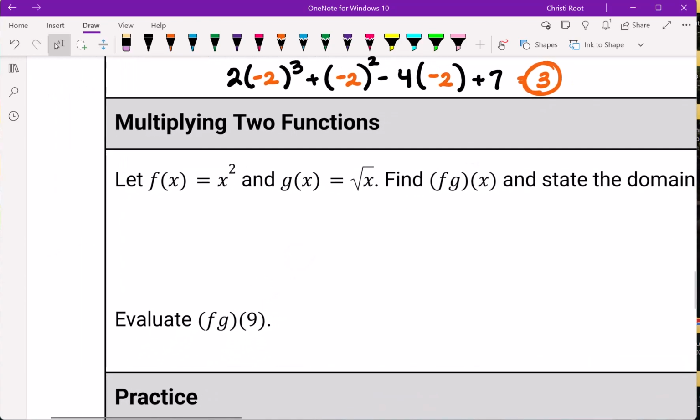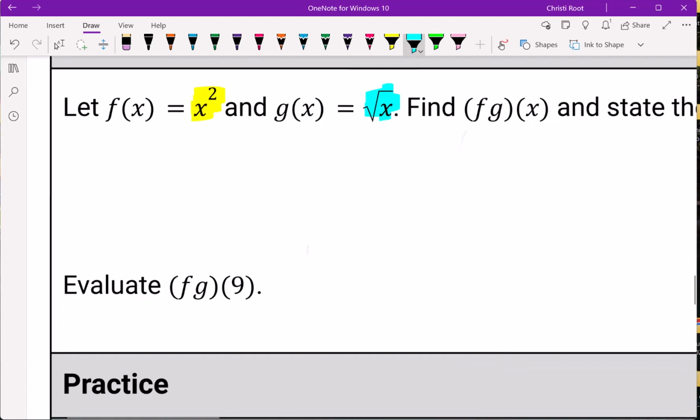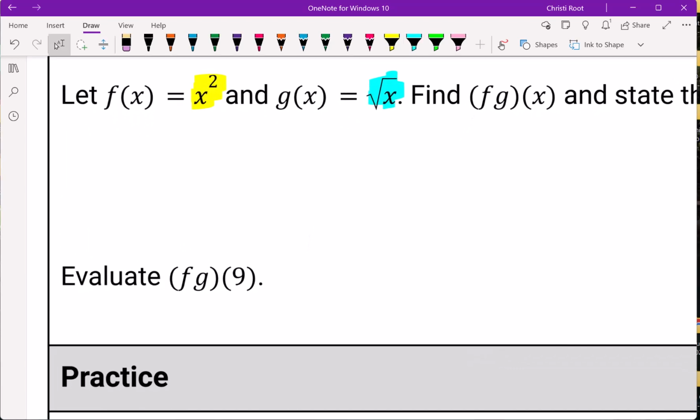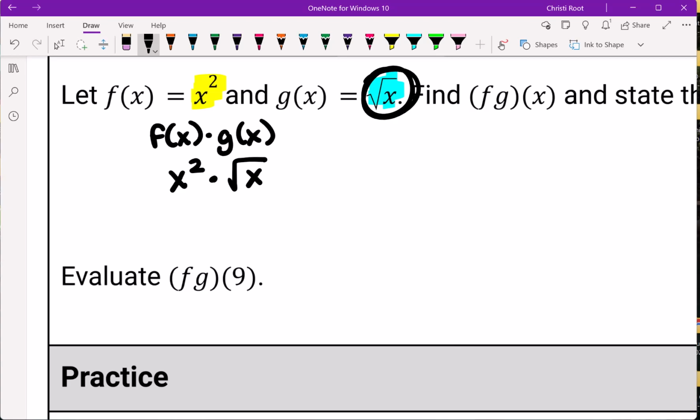Okay, and let's tackle multiplying now. So we're going to multiply this quadratic times this square root. So you need to be able to rearrange it, like rewrite it to make this work. So I'm going to multiply f of x times g of x, which means x squared times the square root of x. Now listen, if this is more than one term, you're going to have to distribute. If it asks you to multiply a binomial times a binomial, you'll have to do the box method. This is just 2 terms, super simple.